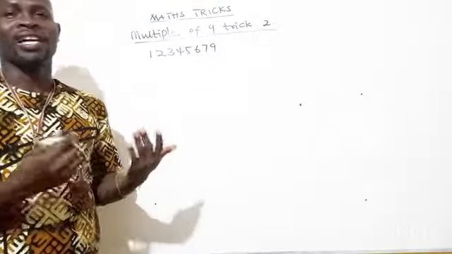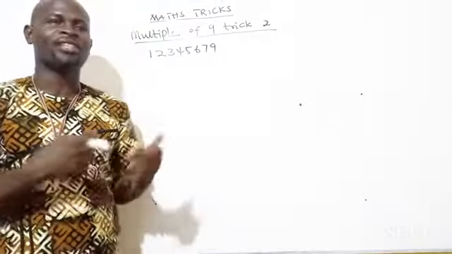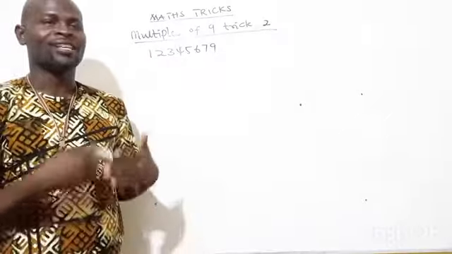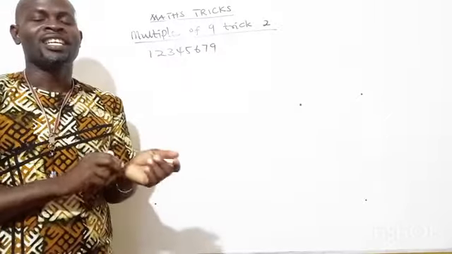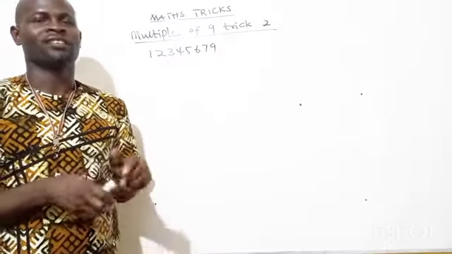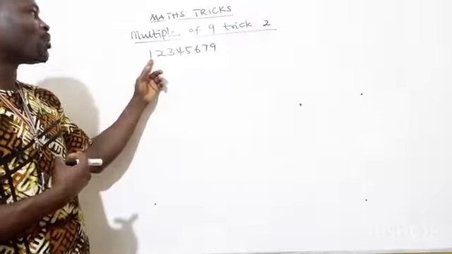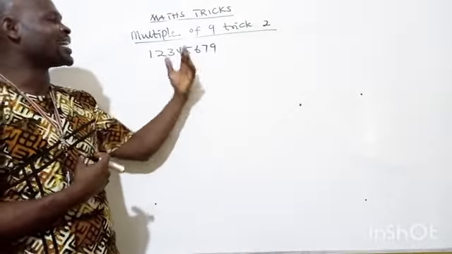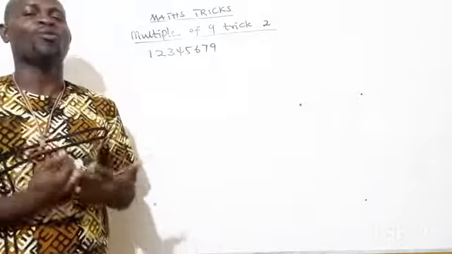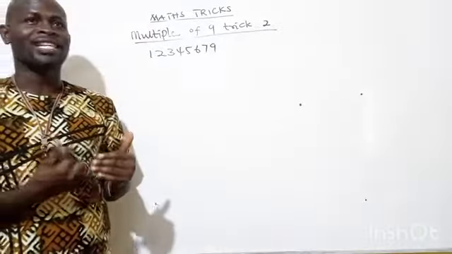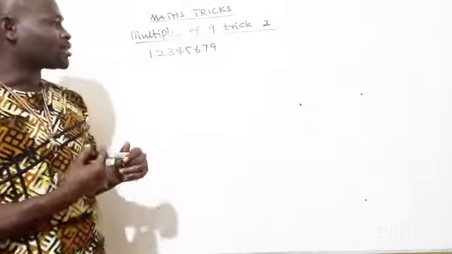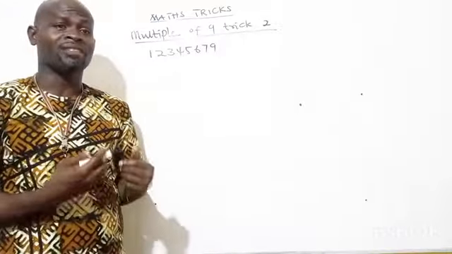9 times 1 is 9, 9 times 2 is 18, 9 times 3 is 27, 9 times 4 is 36, and so on and so forth to 9 times 9 is 81. Now when you multiply this number 1, 2, 3, 4, 5, 6, 7, and 9 with the multiples of 9, what will be the result? So we are going to try it and see the result that you get. You can as well use your calculator to see the result that you get.